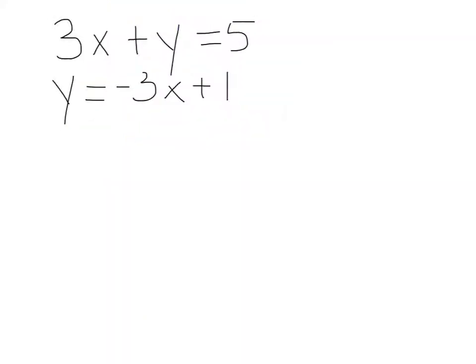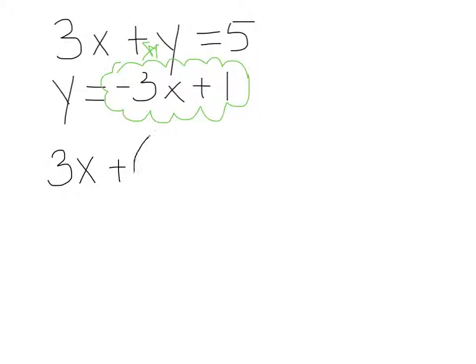So here in this situation, I have a system of equations, 3x plus y equals 5, and y equals negative 3x plus 1. You'll note that the bottom equation has already been solved for y. So we're going to take this negative 3x plus 1, and since I know that it is equal to y, I can replace y in the top equation with the negative 3x plus 1. So we rewrite 3x, but instead of y, we are going to replace it with negative 3x plus 1.